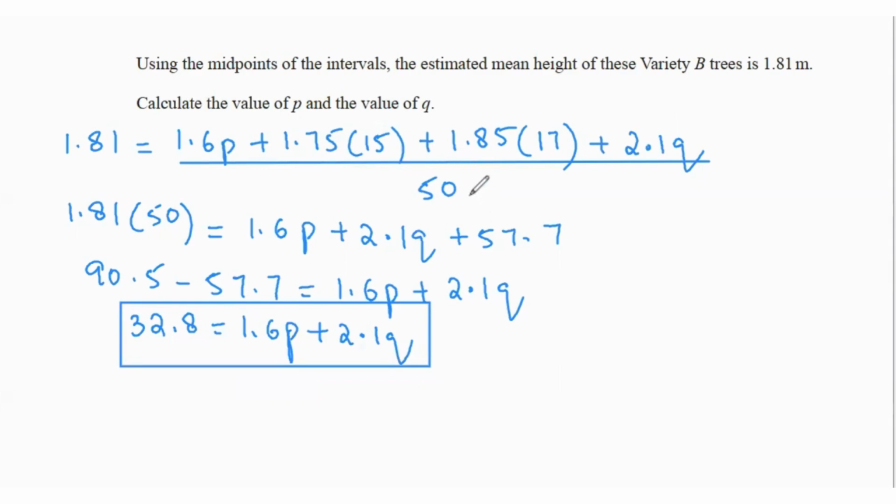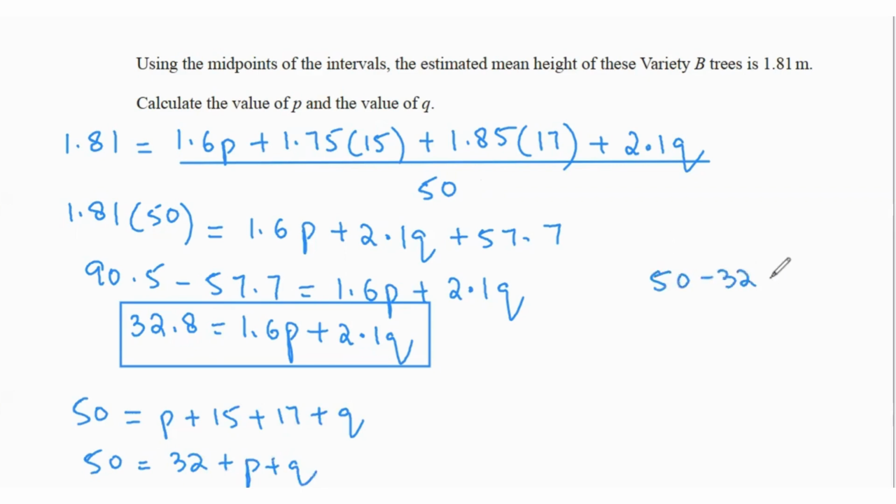Now we know that 50 is the total number of trees, so we can create a second equation, which is going to be 50 equals to p plus 15 plus 17 plus q. So that is going to be 50 equals to 15 plus 17 is 32. So 50 minus 32 equals to p plus q, and that is 18.